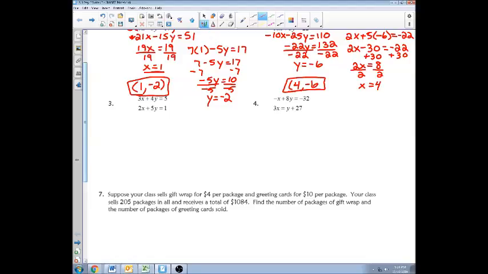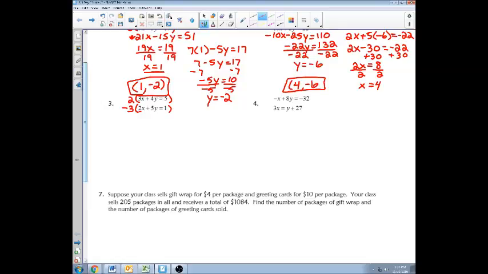opposites, right, opposite coefficients, I'm going to multiply my top by the coefficient for my other equation, so positive 2. Now, if I multiply the bottom by positive 3, I'm not going to have opposite coefficients. I'm going to have the same coefficient. So I need to multiply by negative 3 in order to get opposite coefficients, right?